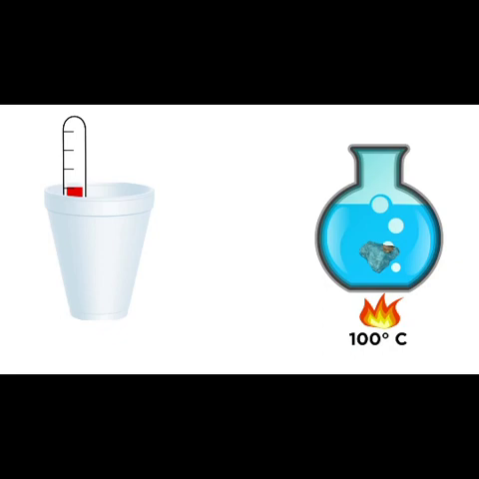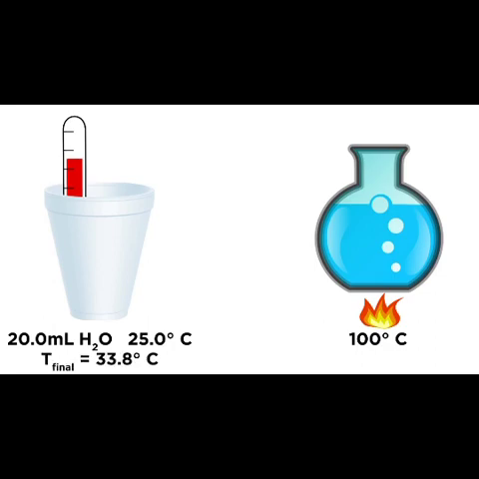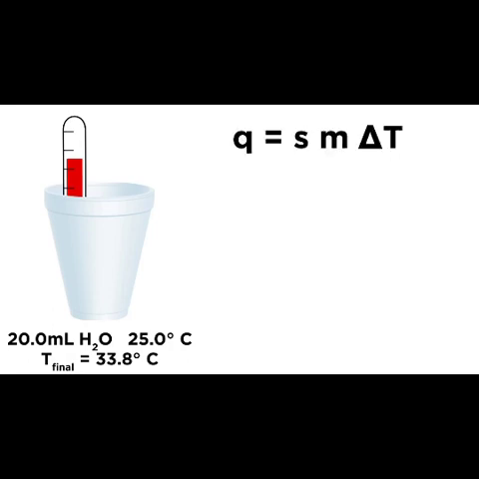Then, with tongs, you place it in a coffee cup containing a known volume of room temperature water with a thermometer. The water in the cup will heat up slightly as the heat from the metal flows into the water, and we can record the resulting temperature change. From there, we just do some math.